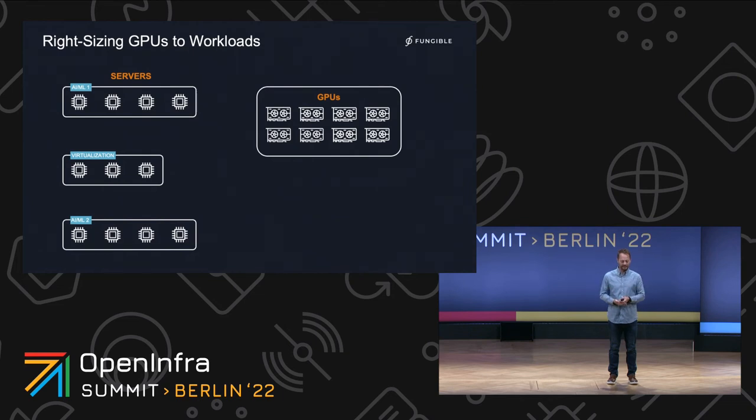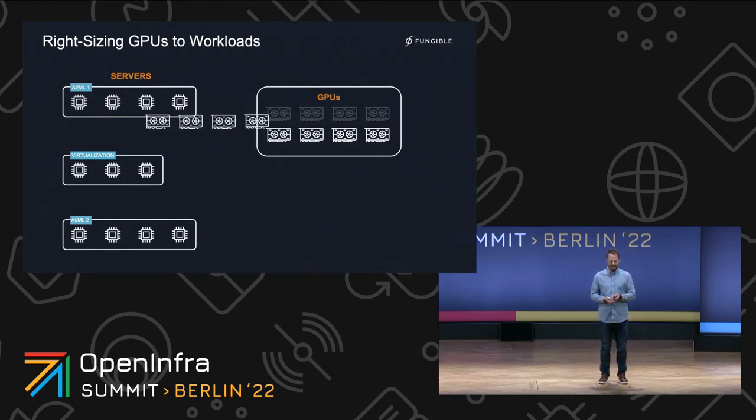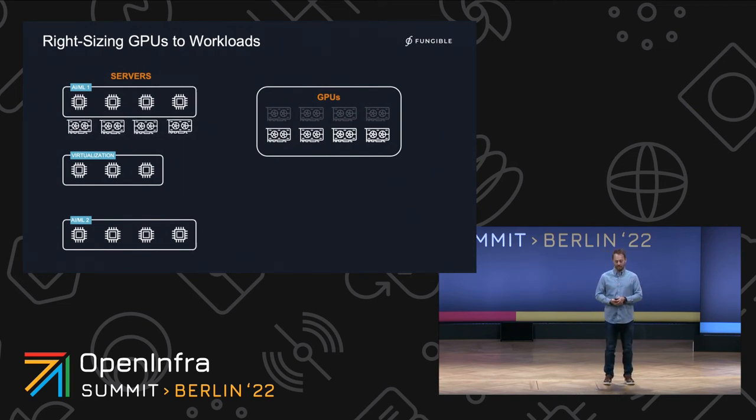We've got several servers on the left here. Each have different requirements for GPUs. And then we've got a GPU chassis that's populated with 8 GPUs. So we start the first AI/ML workload, and it needs 4 GPUs. So we can attach those to the hosts. The workload runs. Now we've got a virtualization workload that also requires GPUs. It needs 2 GPUs. Let's attach those to that host.